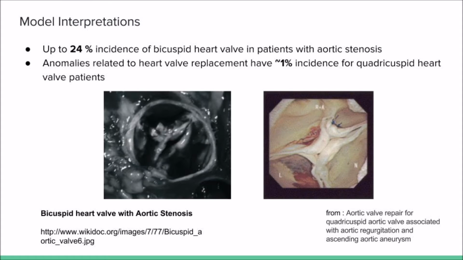The result from our model may corroborate with literature. In literature, 9 to 24% of aortic stenosis patients have bicuspid heart valve, even though bicuspid heart valve only has a 1 to 2% incidence in the general population. This disease results from the thickening of the leaflets, which in turn could be the result of higher stresses experienced from geometry. Furthermore, although quadricuspid heart valve is rare, it also possesses greatly increased incidence of heart valve anomalies. It only makes up 0.01% of the population, but has about 1% incidence.